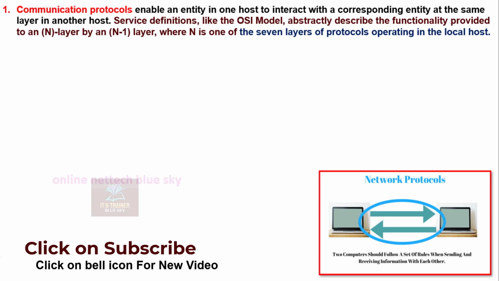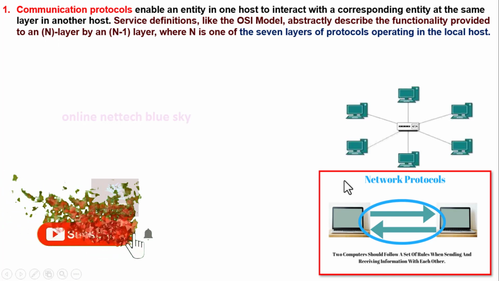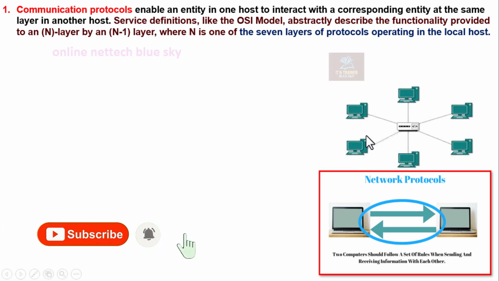The service definition, like the OSI model, abstractly describes the functionality provided to an n layer by the n layer, where n is one of the 7 layers, protocols operating in the localhost. n is a number, the number of layers. So you want to understand how one computer connects to a centralized device like a switch. I am not connected to the internet there.